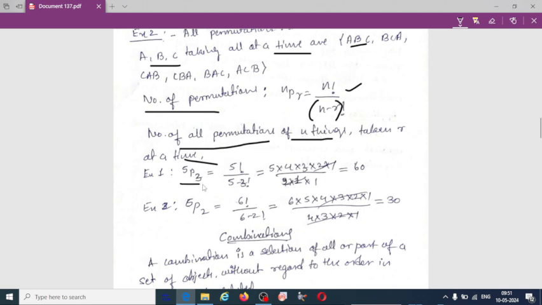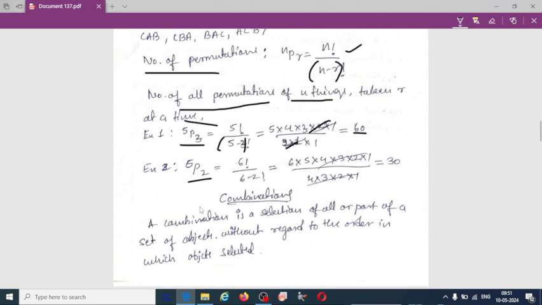So let us take the example 5P3. That is, here n is 5, so we are taking 3 at a time. So 5 factorial is 5 into 4 into and so on, divided by (5 minus 3), which is 2, so 2 factorial, 2 into 1. So the 2 gets cancelled. So 5 into 4 into 3 is 60. So like that you can go for the example 6P2.